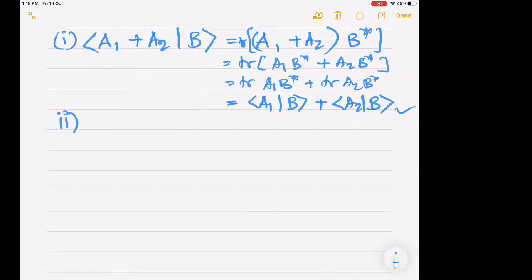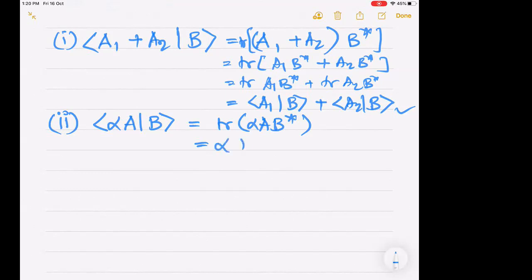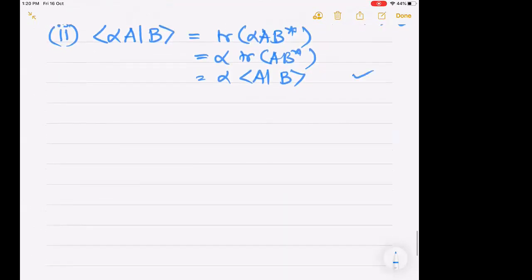Property number two is the inner product of alpha A and B, which is trace of alpha A B star. But trace is the sum of the diagonals, and when alpha is a scalar multiplication, it multiplies every entry of the matrix. So in particular, it multiplies the diagonals also. So I can just pull out this alpha and find trace of A B star, which is the same as alpha times the inner product of A and B. So number two is checked.